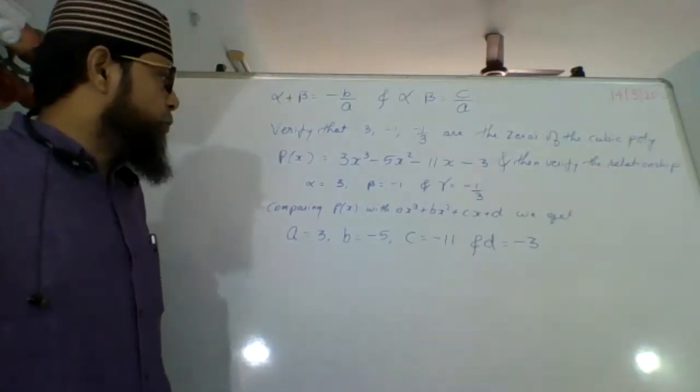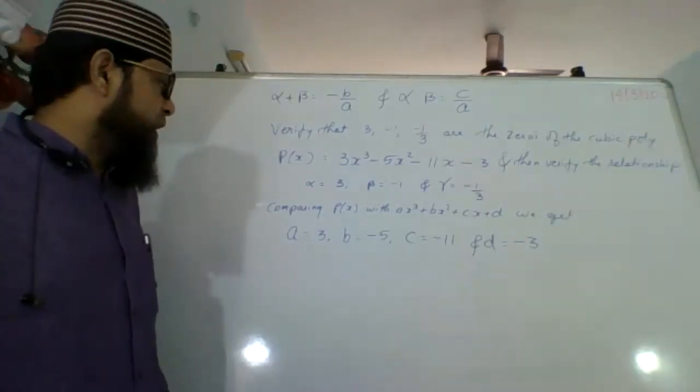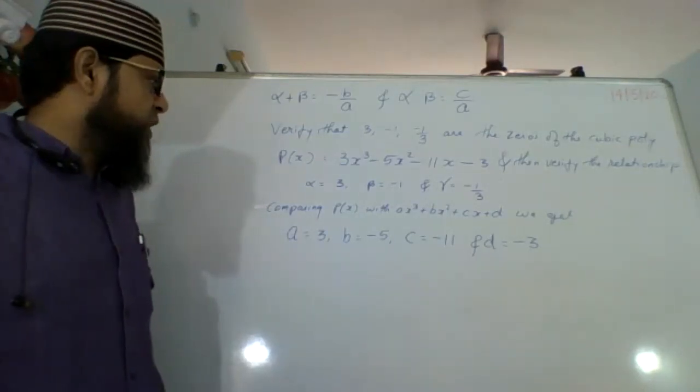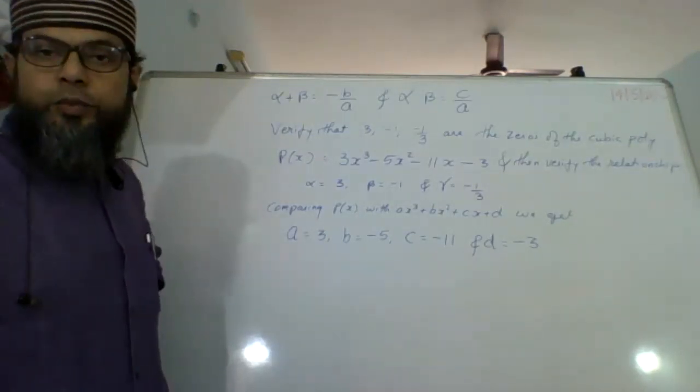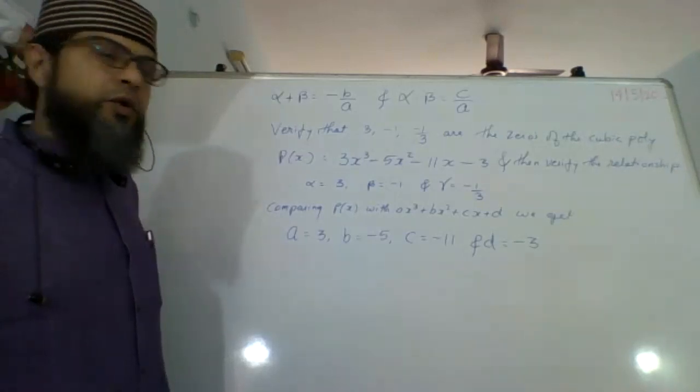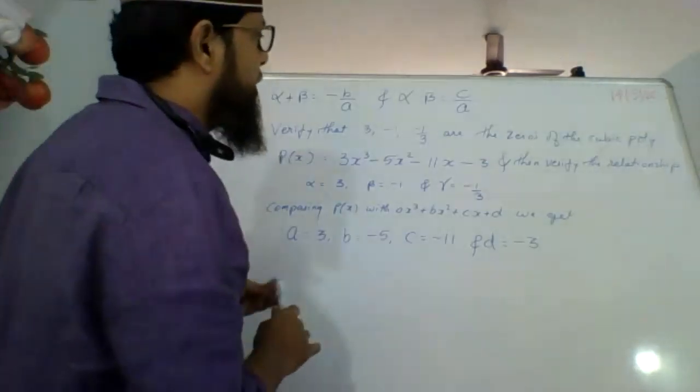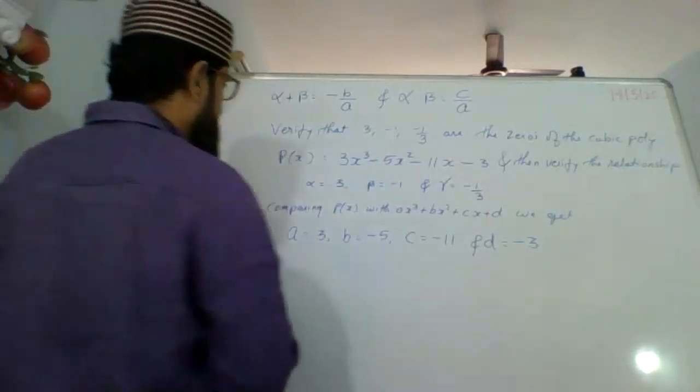Comparing with ax cube plus bx square plus cx plus d, we get a equals 3, b equals minus 5, c equals minus 11, d equals minus 3. Now we are going to see the relationship between the zeros and the coefficients.